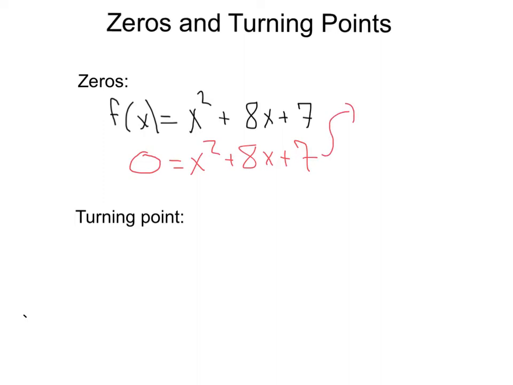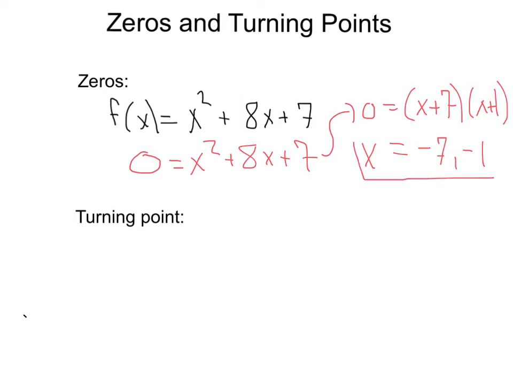So we'd get 0 equals x plus 7, x plus 1. And we'd get our zeros at x equals -7 and -1. So these would be our zeros. All right, a new concept, but pretty easy.